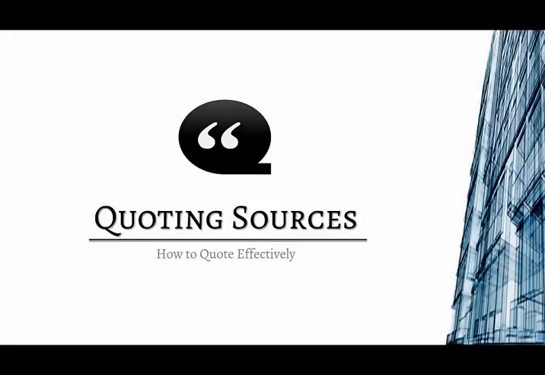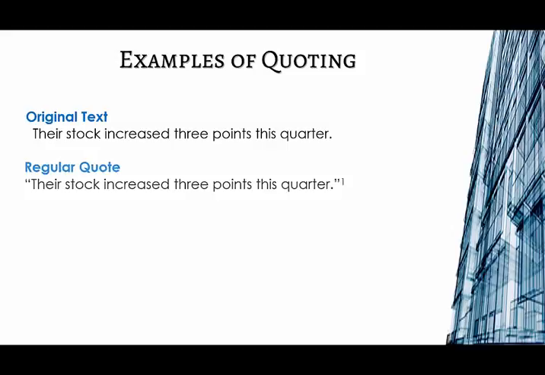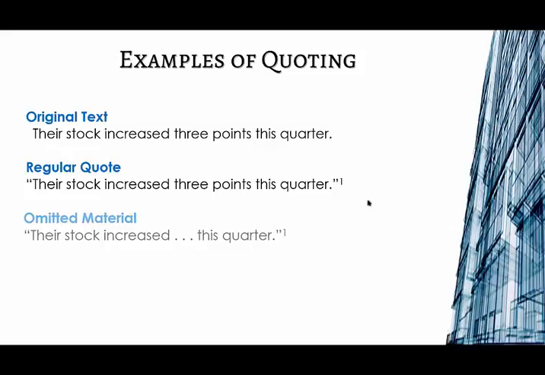Alright, so let's look at quoting sources, and let's just take a very simple example. If this is our original text, "their stock increased 3 points this quarter." Very simple, direct sentence. And let's say we wanted to quote this directly. Well, all we would have to do is put quotations around it and make sure you stick your footnote there. Notice that the footnote goes at the end, outside the period.